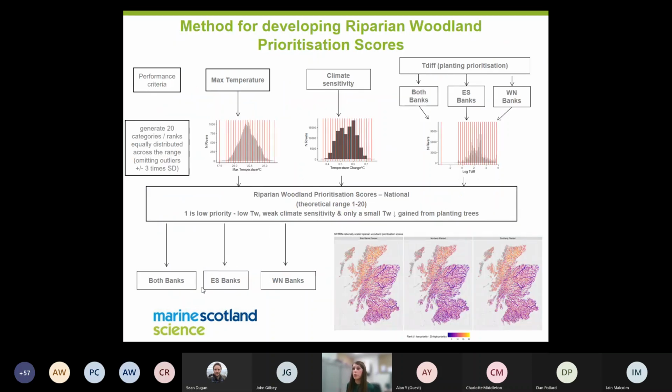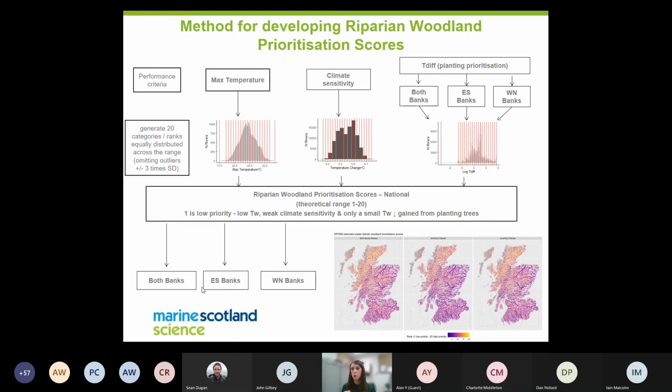So at a high level, we've got our 3 tools. We've got our maximum temperature, where's hottest, our climate sensitivity, where's going to change the most, our planting prioritisation, where we get the largest reductions in temperature for planting trees. And we took the results of each of these layers and we generated 20 equally distributed groups across the range of values that we were seeing. We then took these groups and summed them up, divided them by 3 to give us an overall theoretical range of 1 to 20, which we've termed our Riparian Woodland Prioritisation scores.